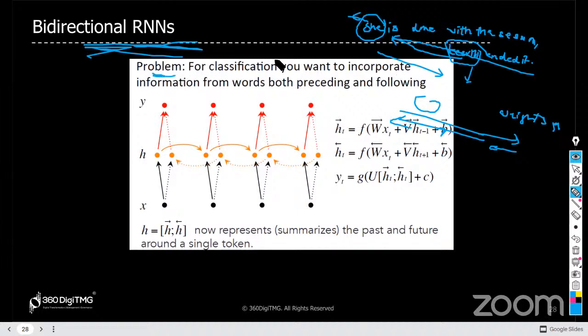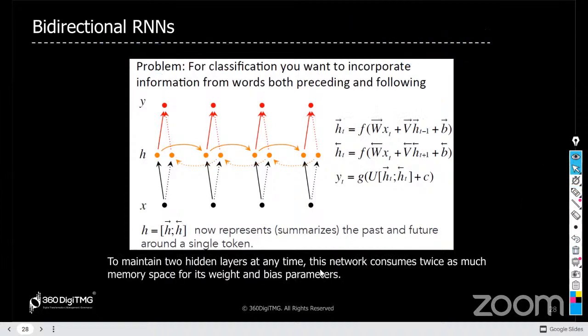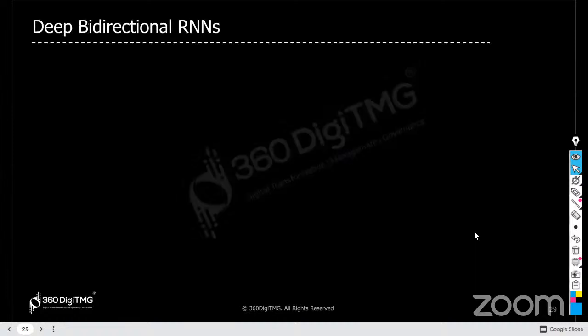For classification, you want to incorporate information from words both preceding and following. Because it is adding a lot of weights, that is what we have. To maintain 2 hidden layers at the same time, this consumes twice as much memory for its weights as well as for parameters. For that, you have the next one, that is deep bidirectional RNNs.